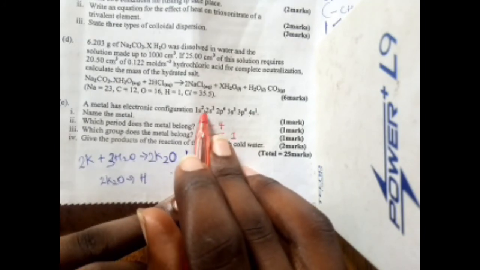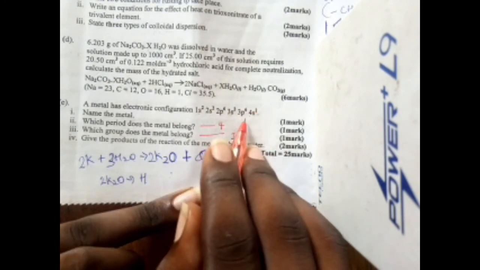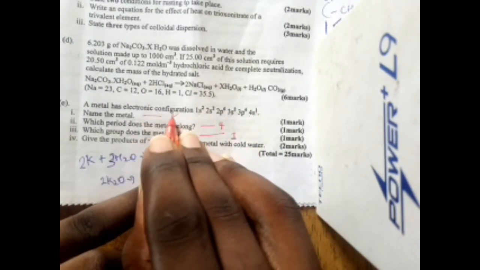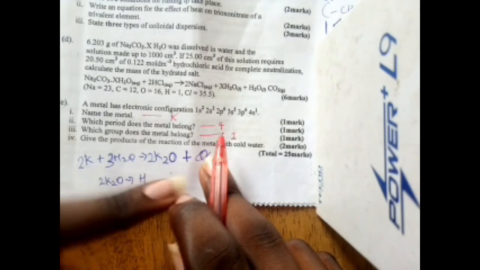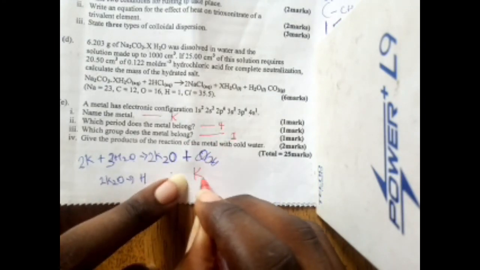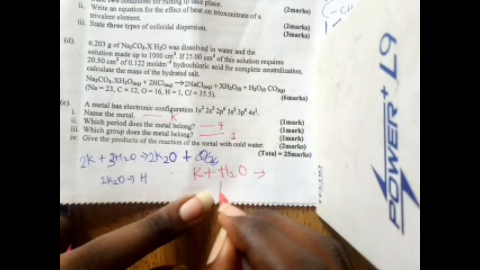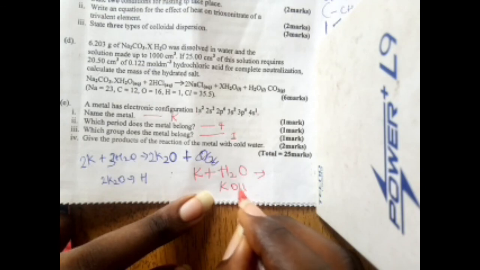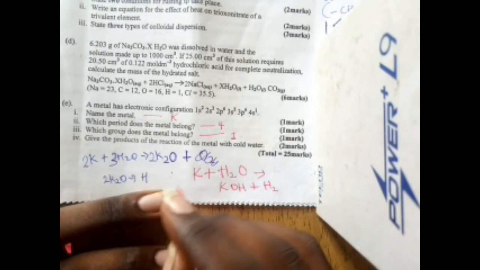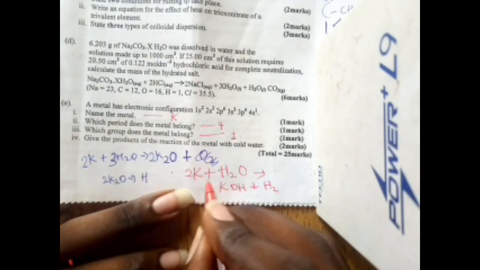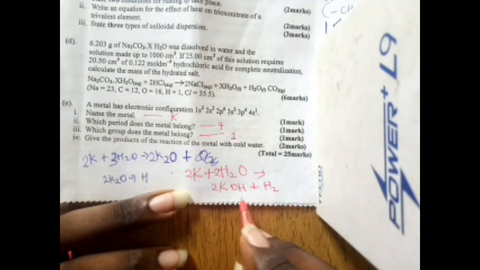So for the metal, that's 2, 4, 6, 8, 10, 12, 18, 19. That's 19 electrons, so this gives us potassium. And you're asked to find the product formed when it reacts with cold water. So you have potassium plus water to give us KOH plus hydrogen gas. You can balance this equation. To balance it, just put 2 here, 2 here also, and 2 here. Balanced equation.